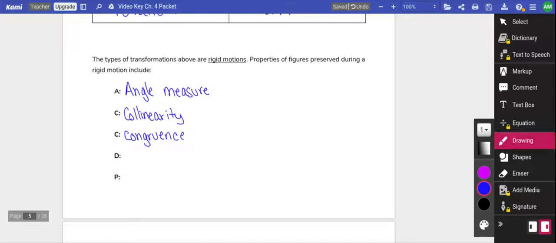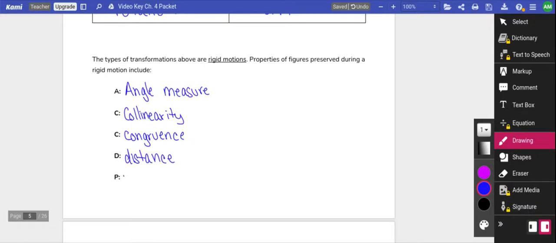If I have a triangle and 2 sides of that triangle are congruent to one another, again, if it undergoes a rigid motion, those 2 sides will still be congruent. D stands for distance. The distance between points will stay the same if it undergoes a rigid motion.